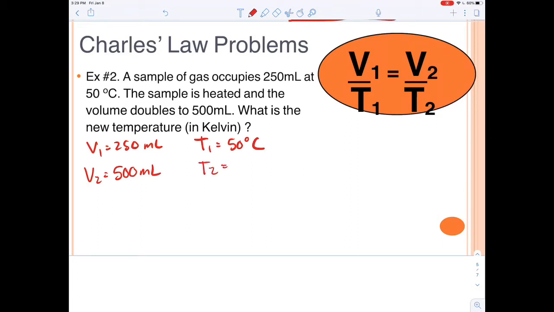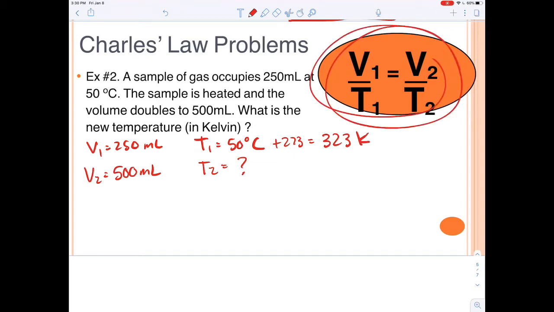So I don't know this new temperature. So again, just like before, we want to convert this temperature to Kelvin. So I'm going to add 273 here. And that gives me 323 Kelvin. Okay. Now that we have our numbers, we can go ahead and plug it in. So this is going to involve a little more math. Again, we're using this equation here. So I'm just going to go ahead and plug in the numbers.